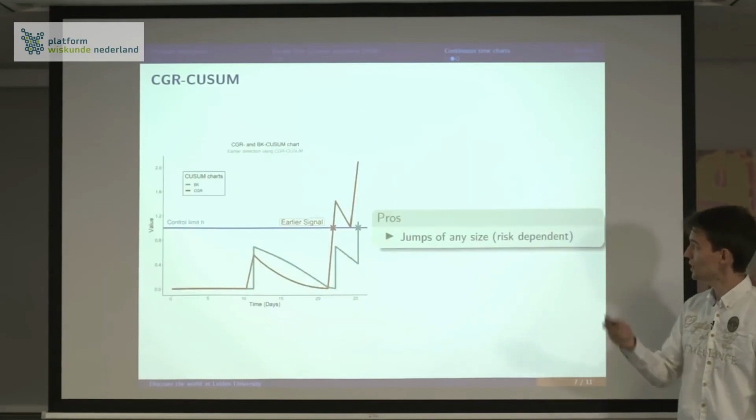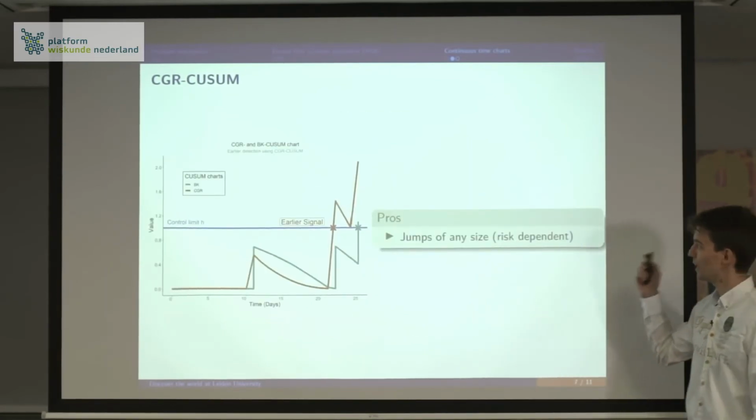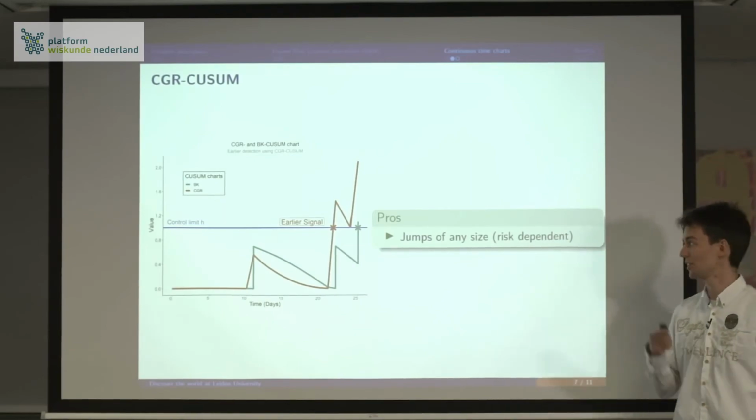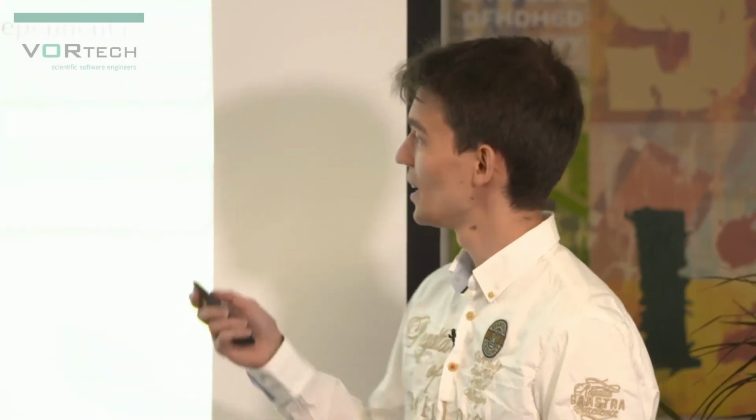And by using this chart, we can thus produce even faster signals and faster improve the quality of care at hospitals. So the pros of this chart are that it can produce jumps of any size, depending on the risk of the patient at that point in time. Besides this, it's also a real-time testing procedure. It's very quick in detection. The cons are you still have to choose a control limit, so the same con as with the BK QSIM.